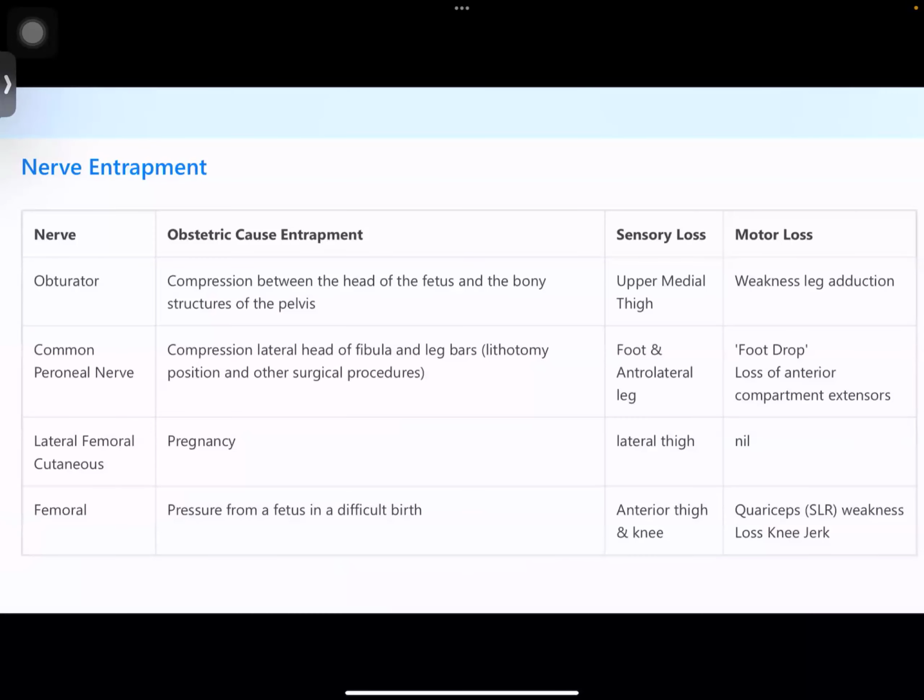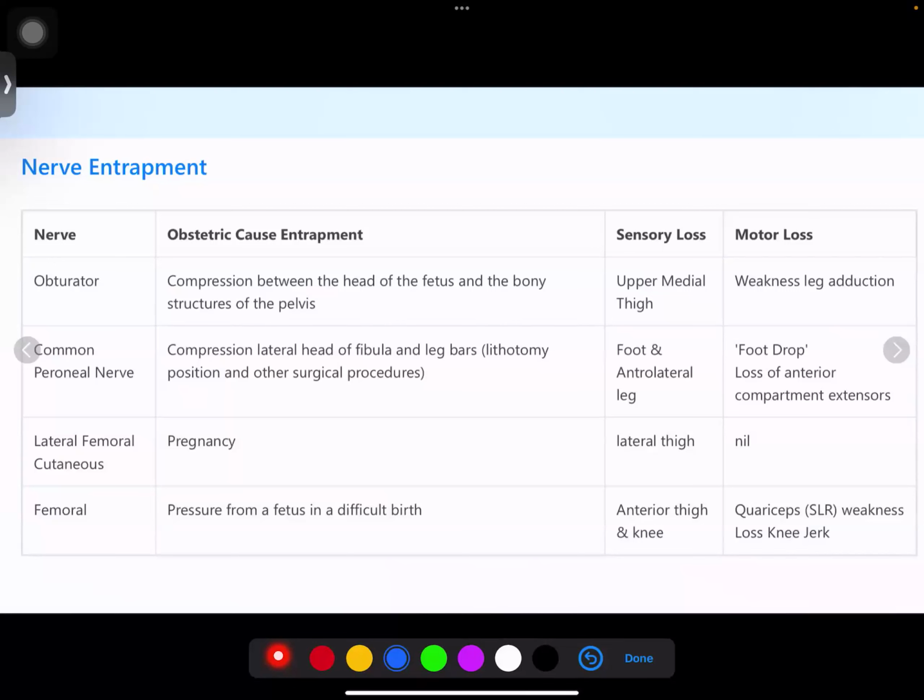These nerve entrapments are very important. Just need to remember a few important points from here. This was the common peroneal nerve. It is compressed at the lateral head of fibula and leg bar. So lithotomy position is the risk factor for this common peroneal nerve injury. And what would happen? The sensory loss and motor loss. So foot and anterolateral leg sensory loss would be present, and the motor loss means the foot drop. Foot drop is very important. So loss of anterior compartment extensors would cause her inability to dorsiflex her foot.